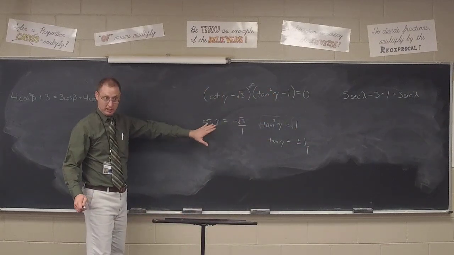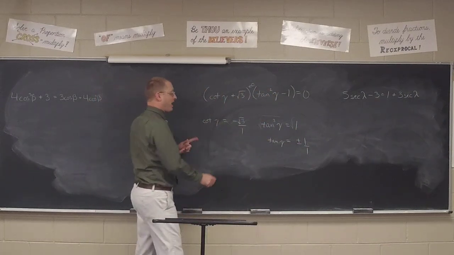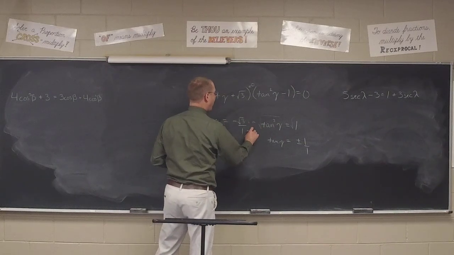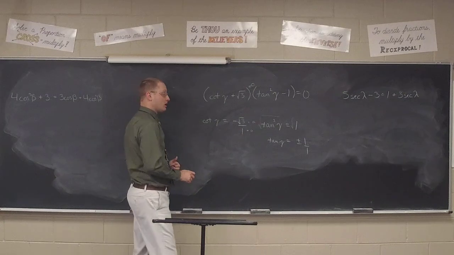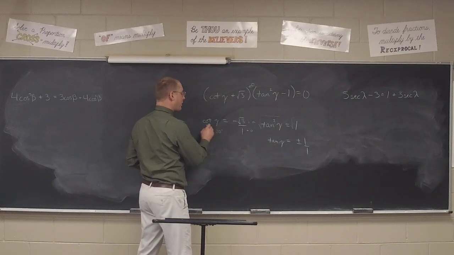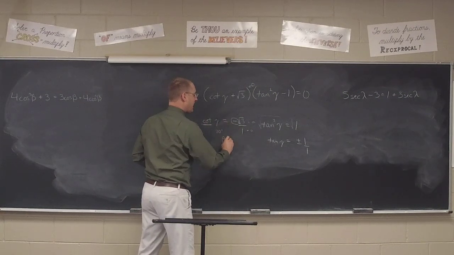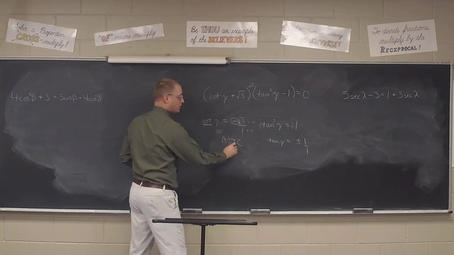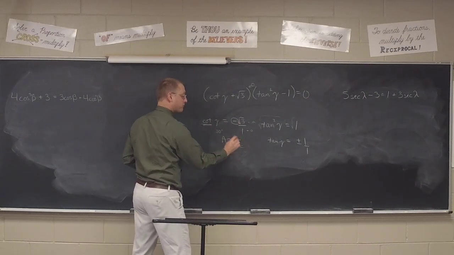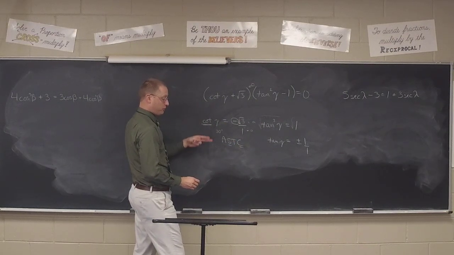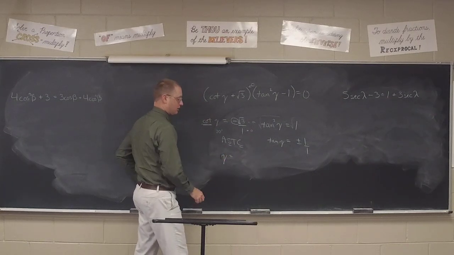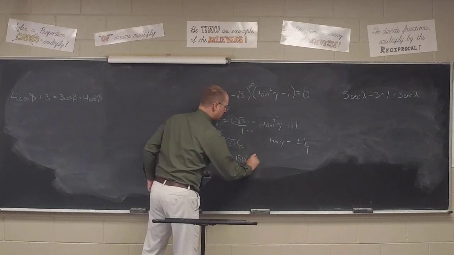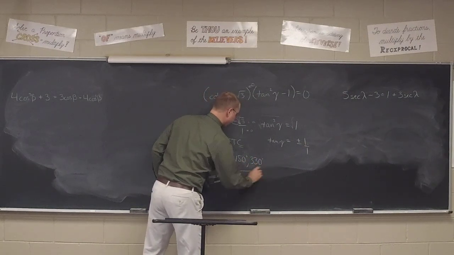Questions getting to that point? All right, so then it just becomes a question of when is adjacent over opposite square root of 3 over 1? At 30 degrees. But when is cotangent negative? ASTC. Quadrants 2 and 4. So I need the quadrant 2 form of 30 and the quadrant 4 form of 30 for gamma. 150 and 330. Those are my first two answers.